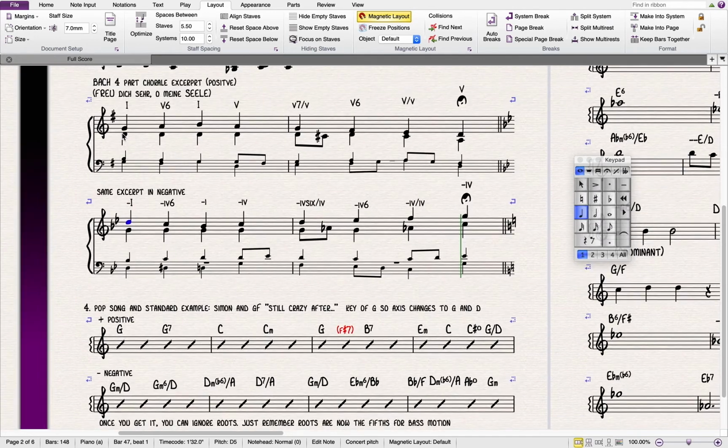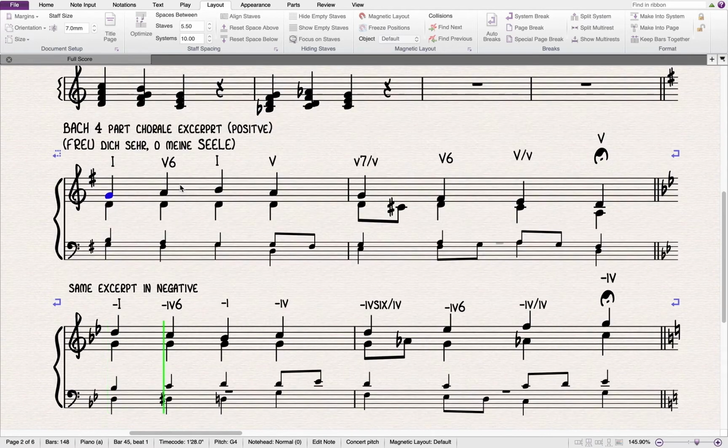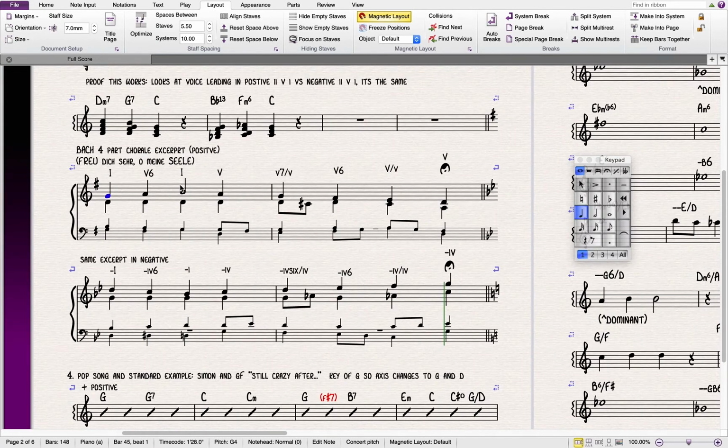So I'll play them back to back now. So 2 bars of positive, 2 bars of negative. Pretty interesting.